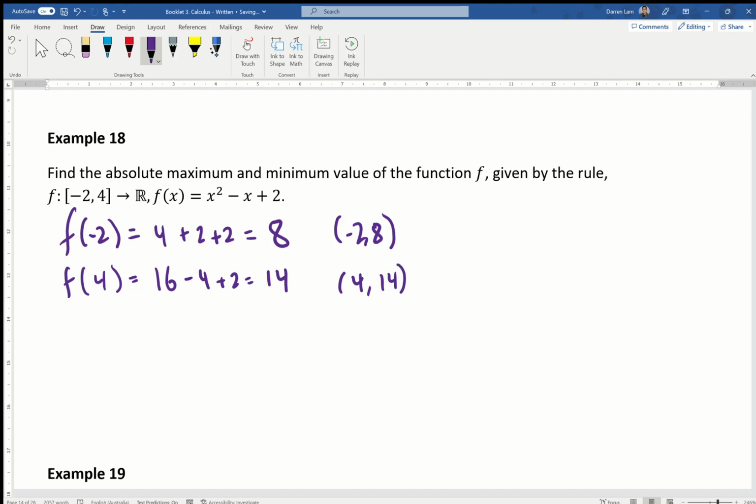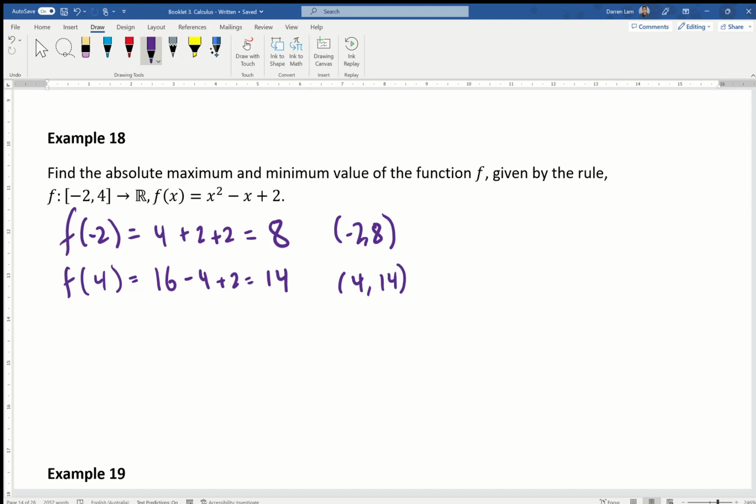Luckily for us, this is a very nice, easy parabola. x squared minus x plus 2, of course, is a positive parabola. It's a happy parabola, it's going to be a smiley face, right? It's going to have a minimum. It's not going to have a maximum unless it's defined by a restricted domain.